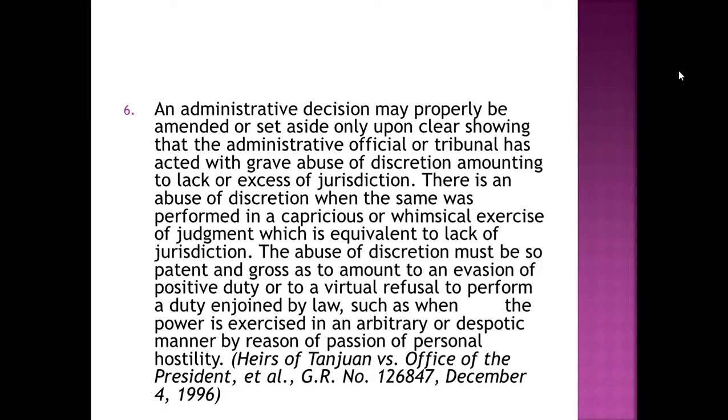The abuse must be so patent and gross as to amount to an evasion of positive duty or to a virtual refusal to perform a duty enjoined by law, such as when the power is exercised in an arbitrary or despotic manner by reason of passion or personal hostility. This was enunciated by the Supreme Court in the case of Heirs of Tan Juan versus the Office of the President et al. For example, a sangguniang panlungsod can only exercise their power and function over the scope of their jurisdiction, or in this case, in their city or municipality. They cannot capriciously exercise power over another city or municipality.